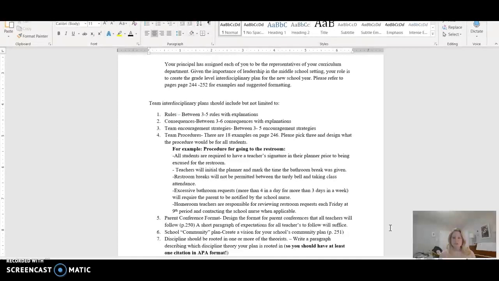Then you'll have team encouragement strategies, and you will pick 3 to 5 of these. What will you do to promote and build positivity and good behavior through positive reinforcement? Then you have those team procedures, and again, there's a whole host of topics that you can choose from to then create your team procedures, and they're listed on page 246.